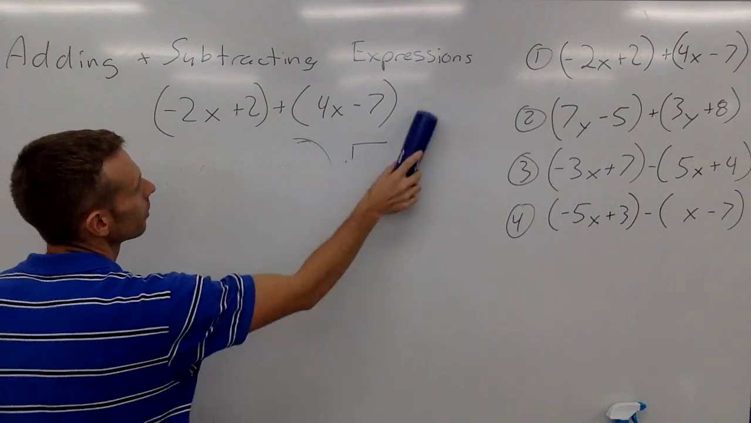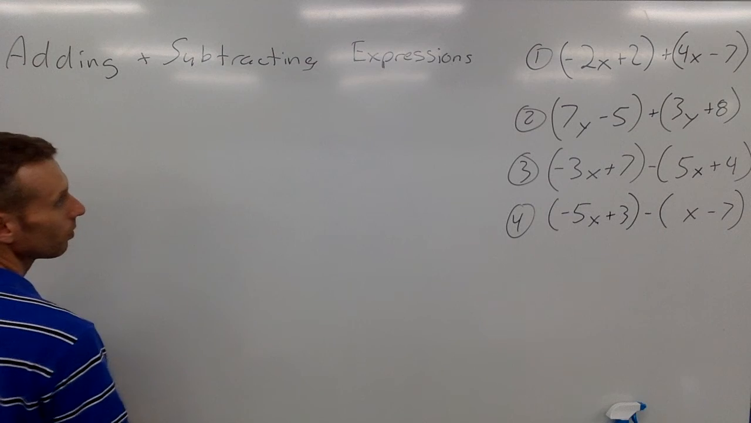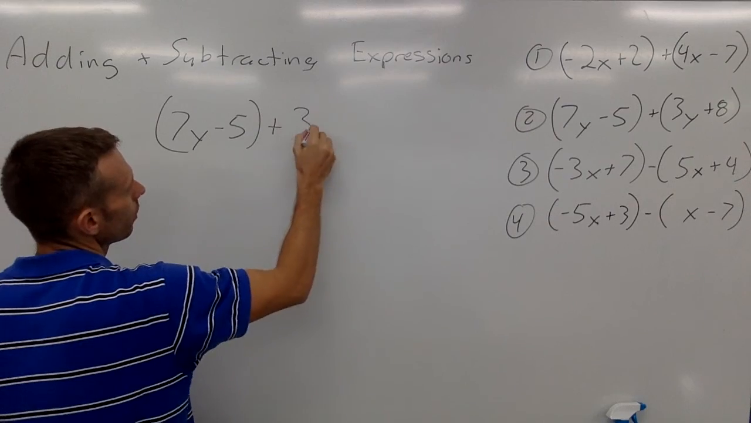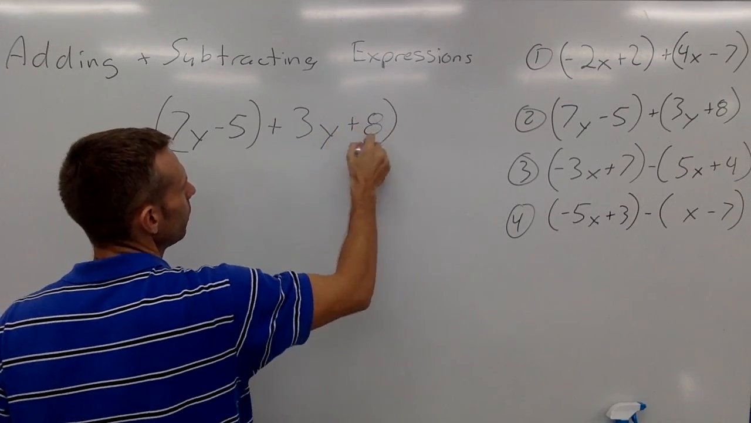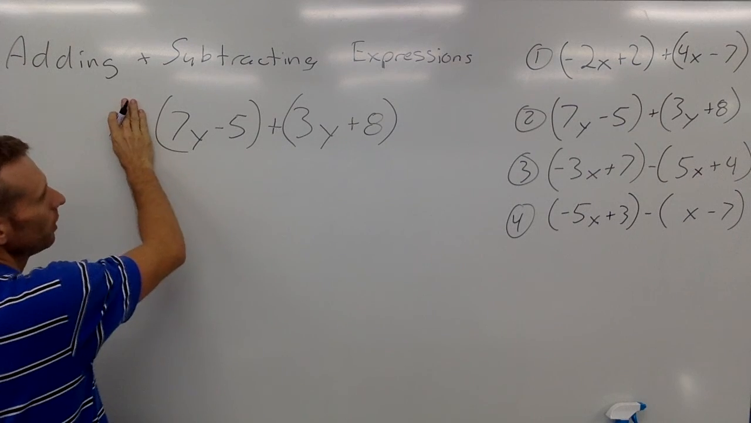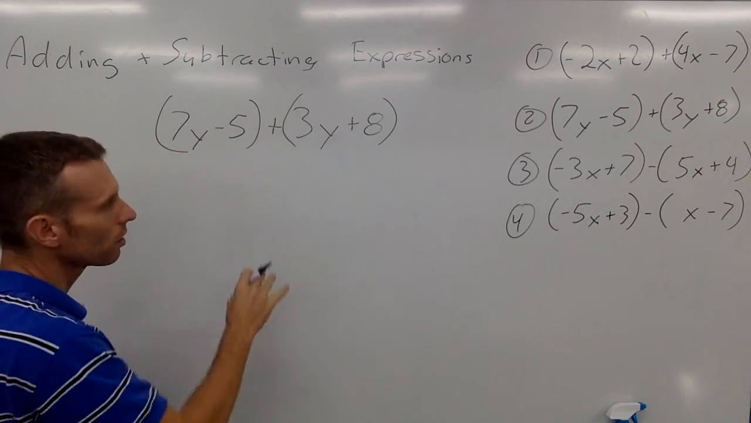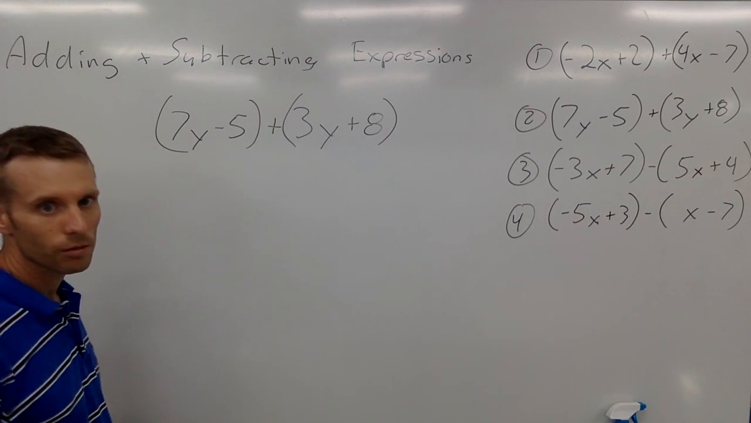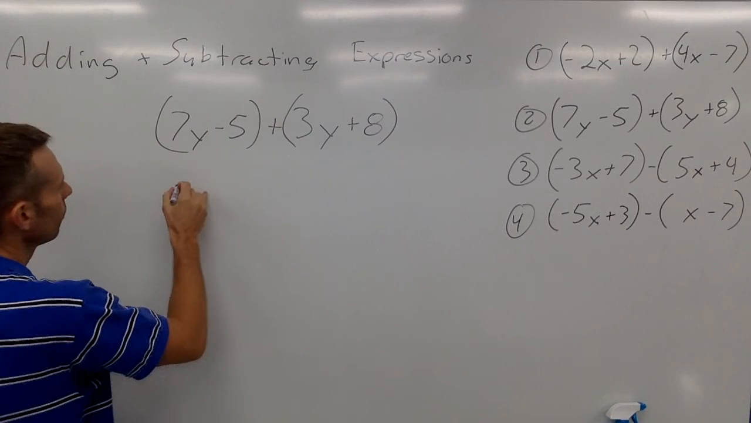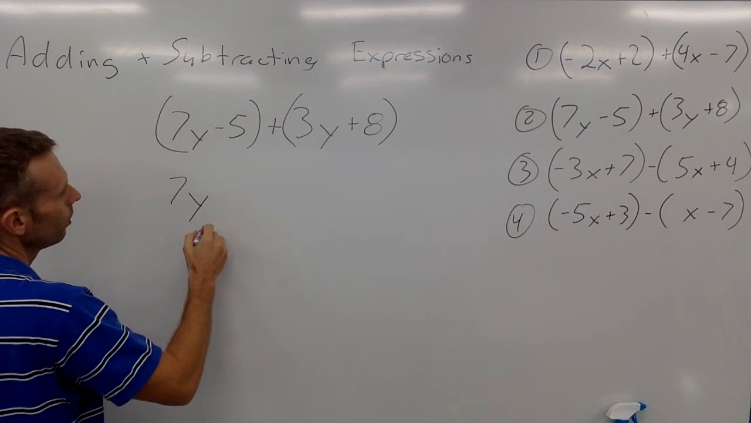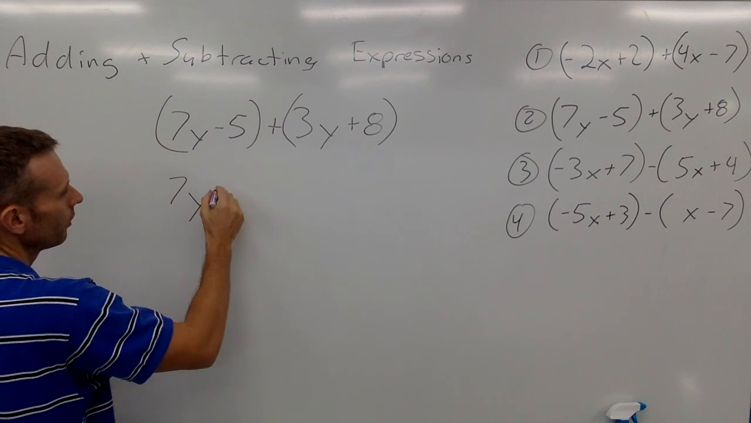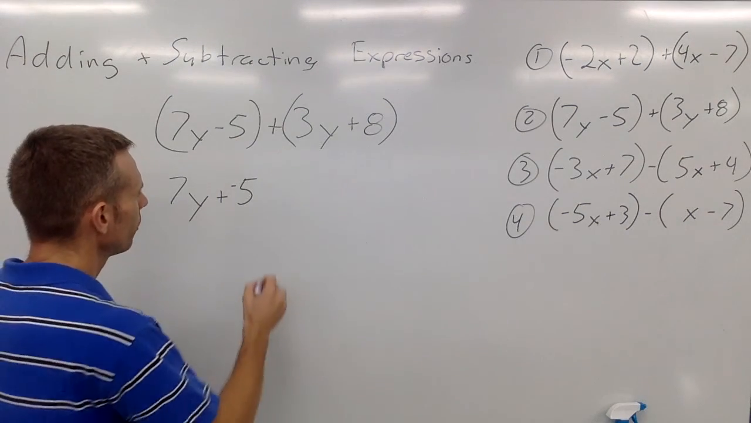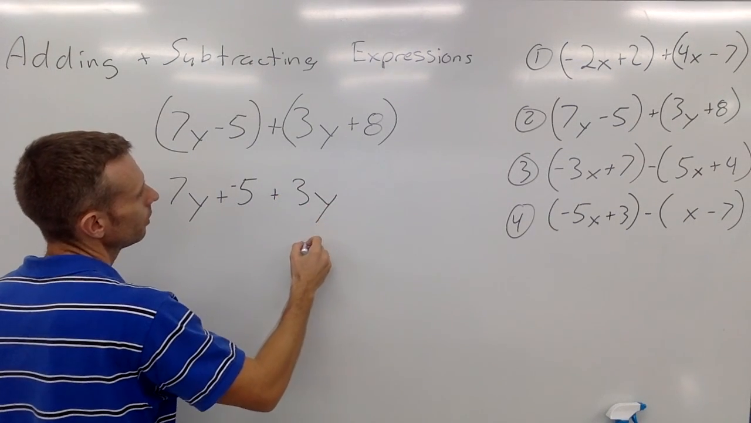Okay, let's try another one. I have 7y minus 5 plus 3y plus 8. Again, I'm looking and I'm seeing nothing being multiplied out here, no division going on, no exponents. All these terms are being connected by addition or subtraction, so I can go ahead and remove the parentheses at this point. 7y, and since this is minus 5, I'm going to go ahead and change that to plus negative 5. I can do that following the rules that we've learned earlier.